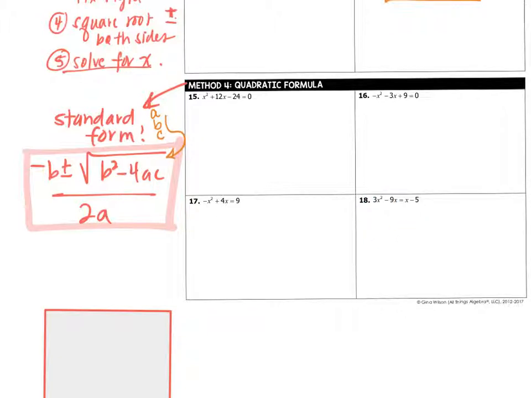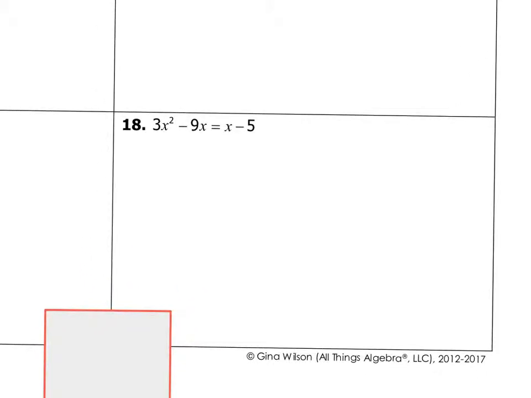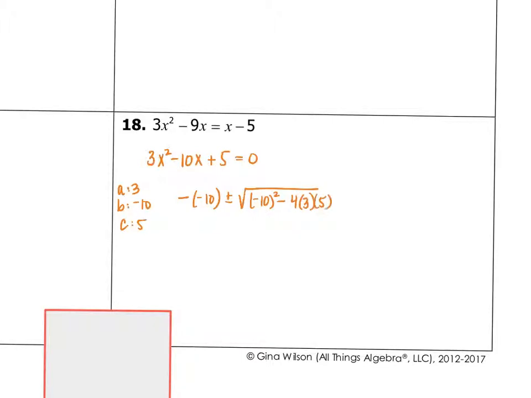So I'll do number 18 as an example. Let's get that in standard form first by subtracting x and adding 5. A is 3, B is negative 10, and C is 5. So negative b plus or minus the square root of b squared minus 4 times a times c all over 2a. So I'm going to clean up with the arithmetic here.